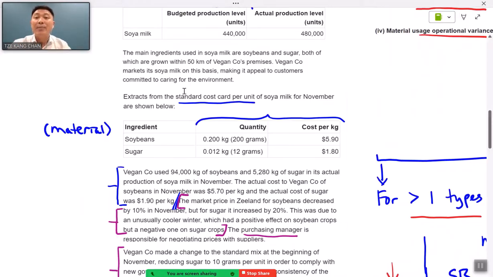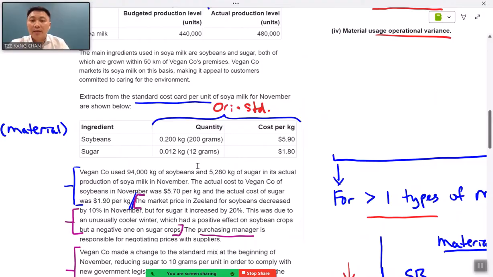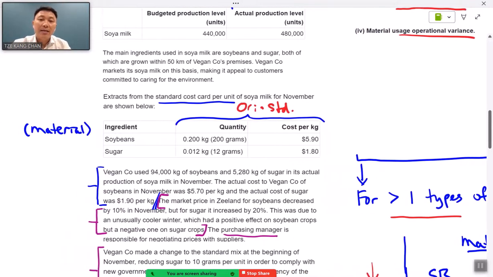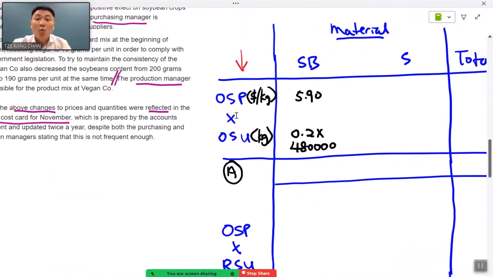variances, started by telling us the standard cost card information for soya milk. In this standard cost card, the information found in this second template clearly represents the original standard applicable for the month of November. As such, these numbers will be placed in the section where we need original standard information.